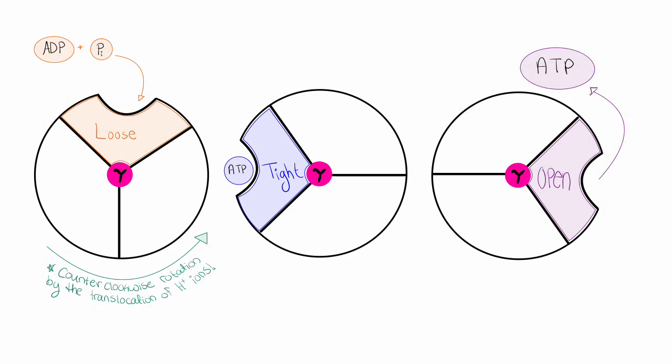During the loose conformation, the reactants ADP and Pi enter. In the tight conformation, the reaction to form ATP occurs, and then finally, in the open conformation, the product ATP is released.